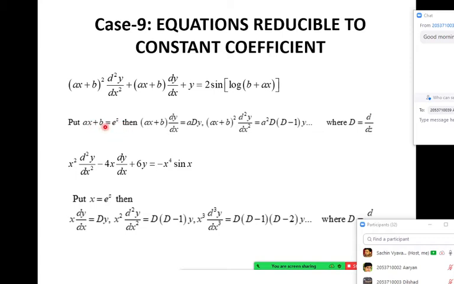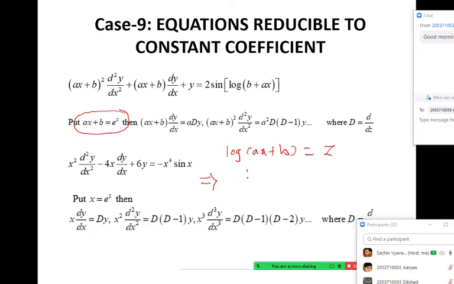So ax plus b equal to e raised to z, and then automatically the values of these derivatives will come like this. Let me show you the derivation. Actually, this derivation is not required. But as we are going to replace ax plus b by e raised to z, if you take log on both sides, we get log of ax plus b is equal to z. Now tell me the value of the derivative. What's the derivative of the LHS?